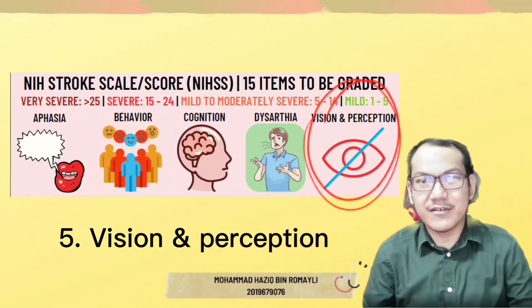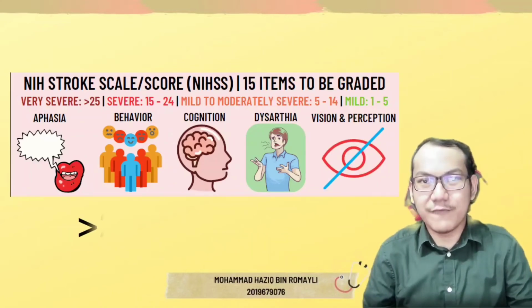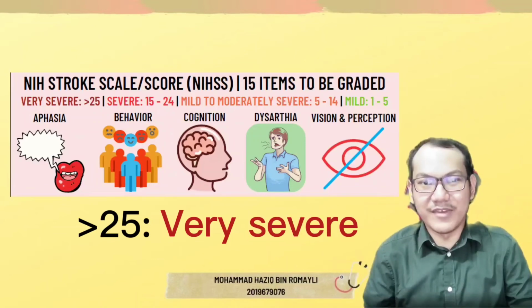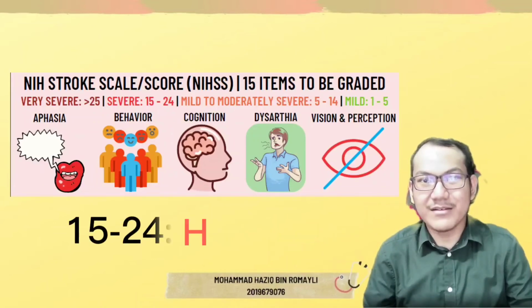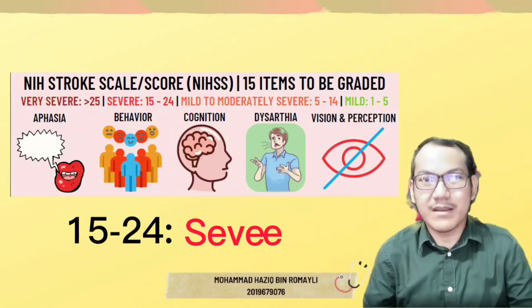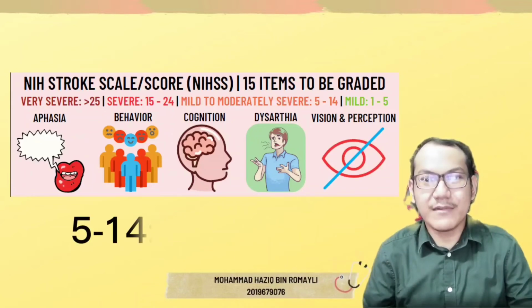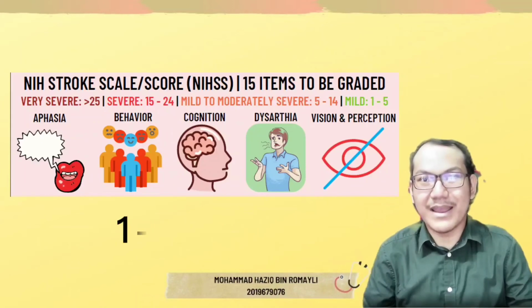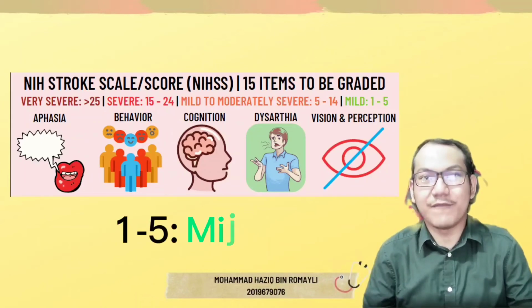If the patient scores 25 or more, it will be recorded as very severe. For severe, it is 15 to 24, mild to moderately severe is 5 to 14, and the last one, mild stroke or mild NIHSS score, is 1 until 5 only.